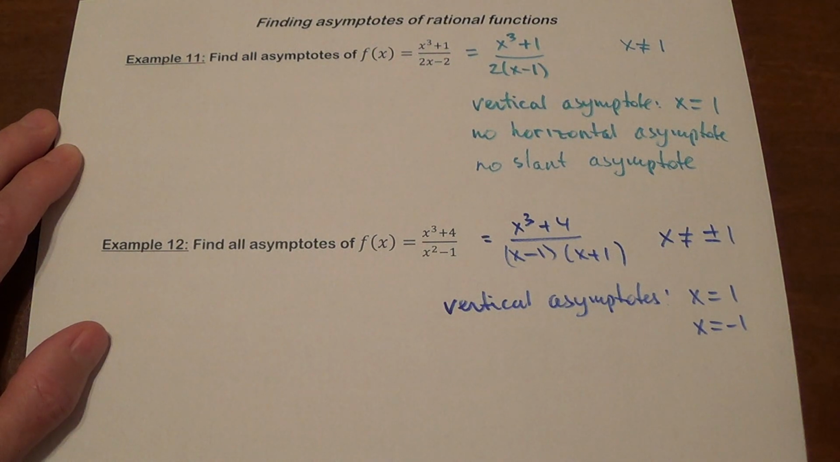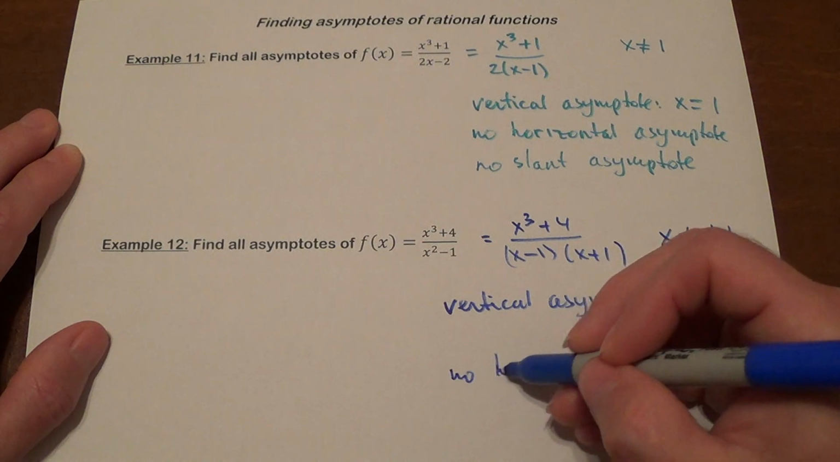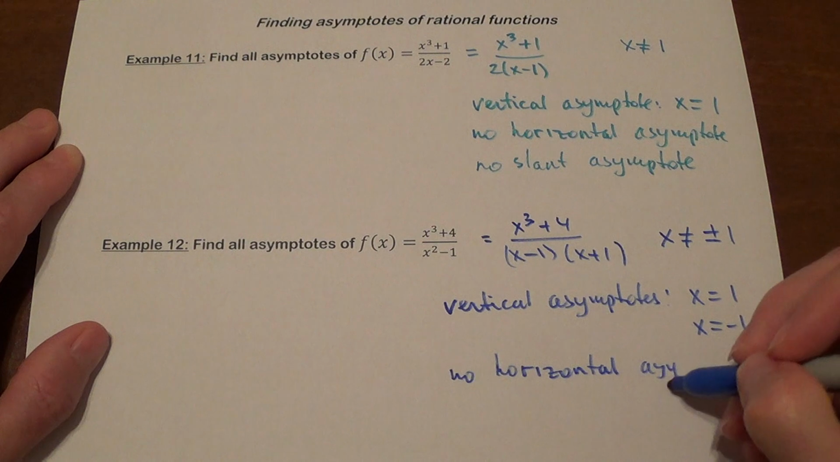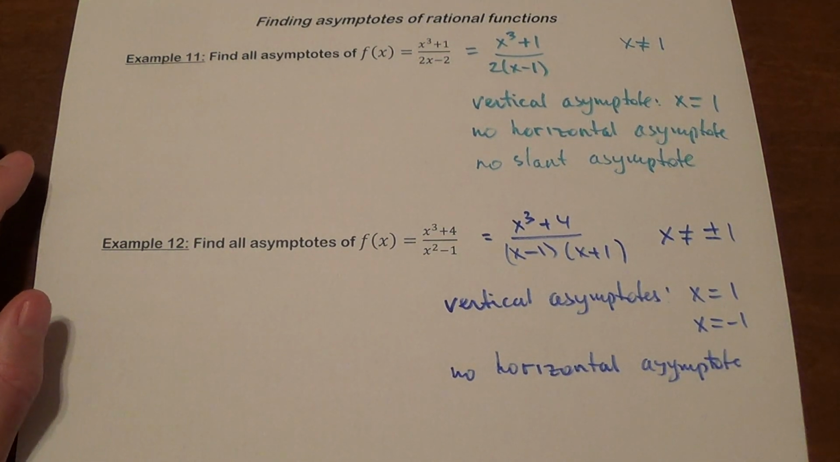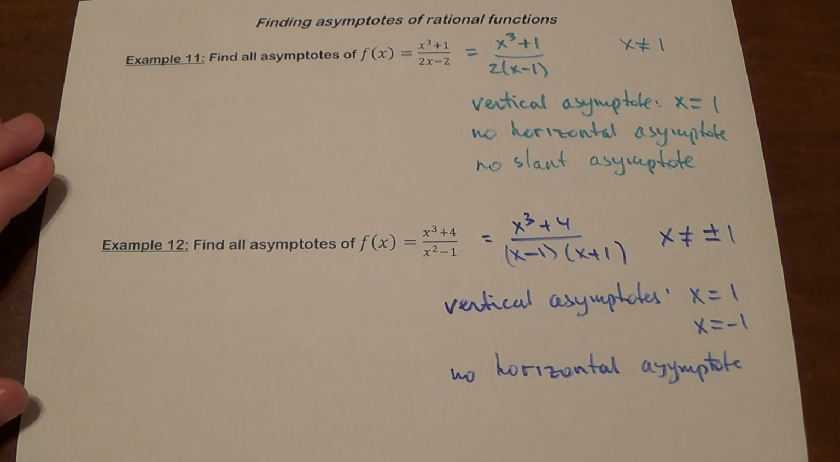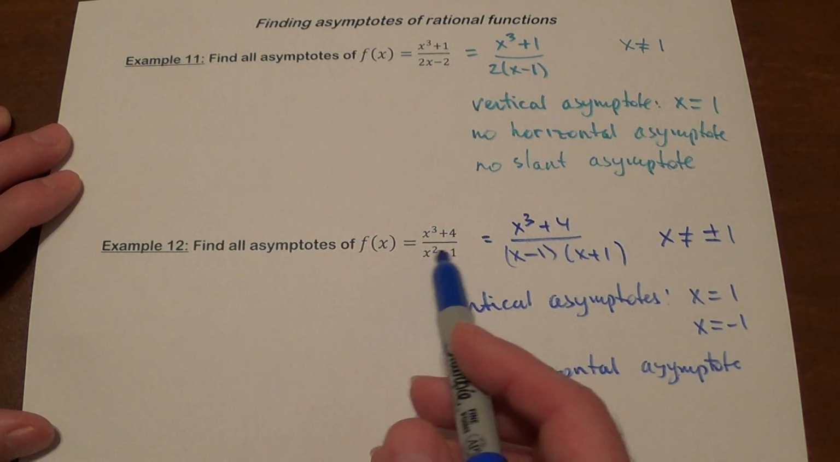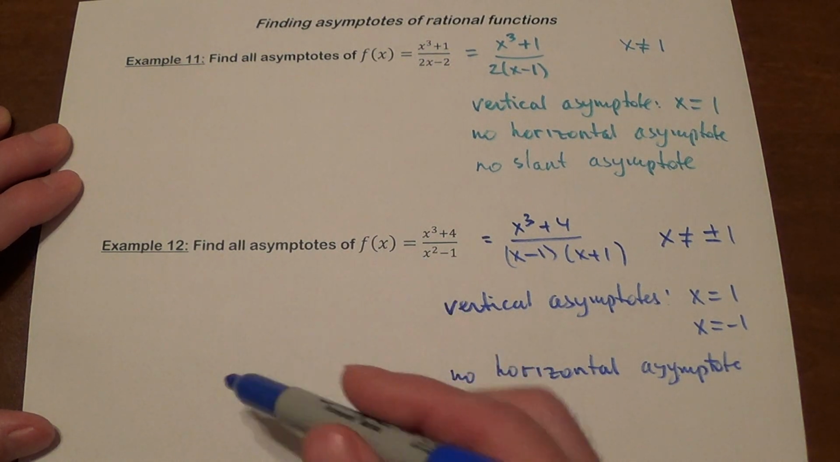What about a horizontal asymptote? The degree on top is higher, no horizontal asymptote. Okay. What about a slant asymptote? Well, here we have a function on top which is cubic and a function on the bottom which is quadratic, so the degree on top is 1 higher than the degree on the bottom. We're going to have to divide, but we can't use synthetic division because this is not a linear binomial, so we're going to use long division.